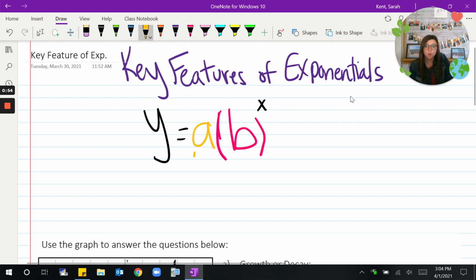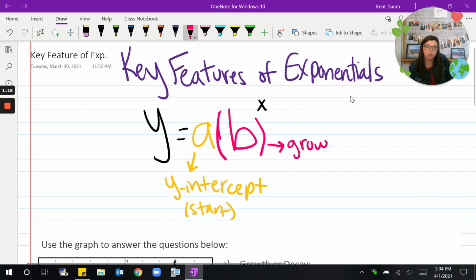So what a is going to show us is our y-intercept, or it could also be mentioned as the start. So where our exponential crosses the y-axis. And then b, this is called our growth or decay rate. So it might say rate of growth, rate of decay, growth rate, decay rate.